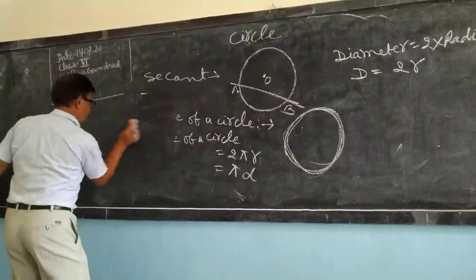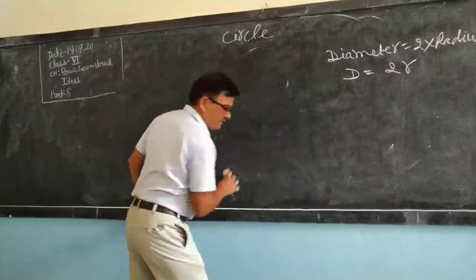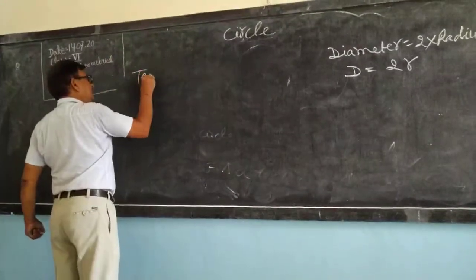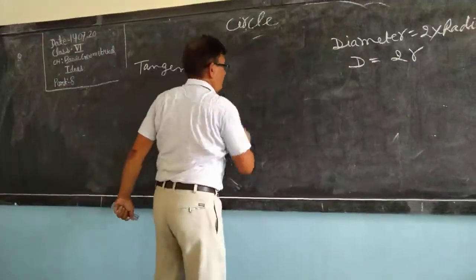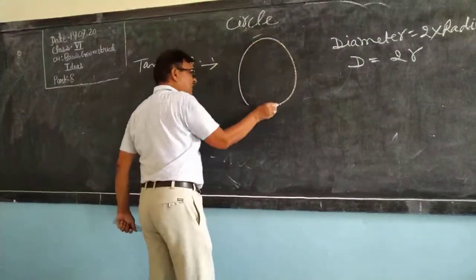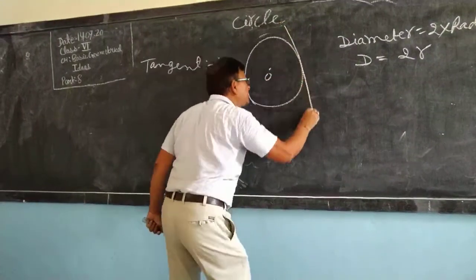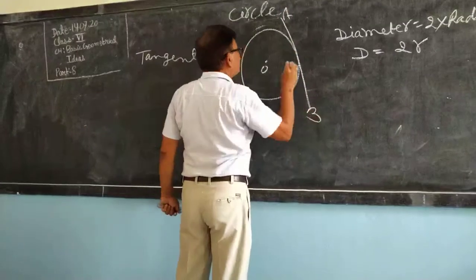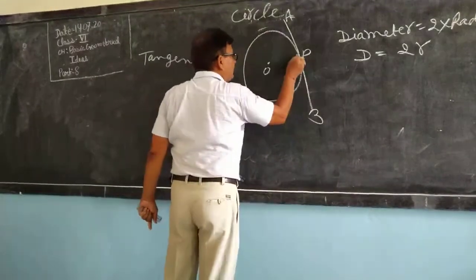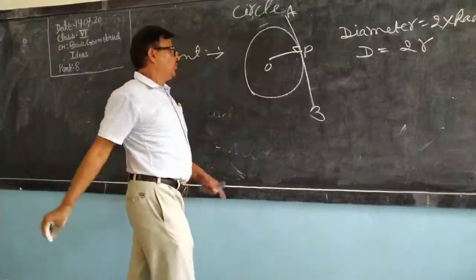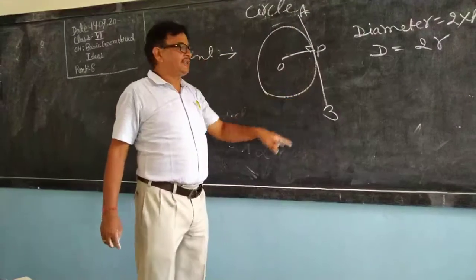Now tangent. Listen, one circle is there, O is the center of the circle. If a line touches the boundary anywhere, say AB, and touches at point B, it is called a tangent. Generally, the radius will be perpendicular to it. OP is perpendicular to AB. The radius will be perpendicular to its tangent. Understood now?